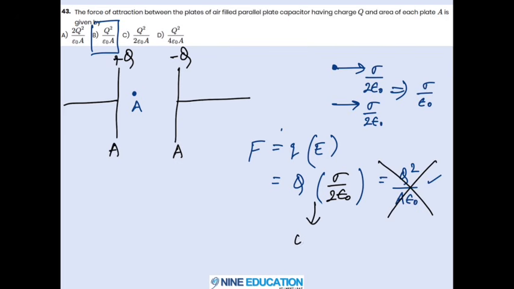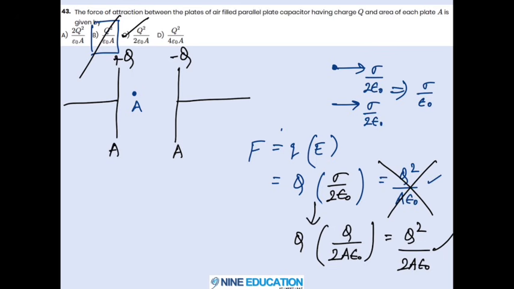So this will be Q into Q by 2A epsilon naught, which is Q square by 2A epsilon naught. This is the correct answer. So B is not correct, C is correct. I hope this concept is clear to you.